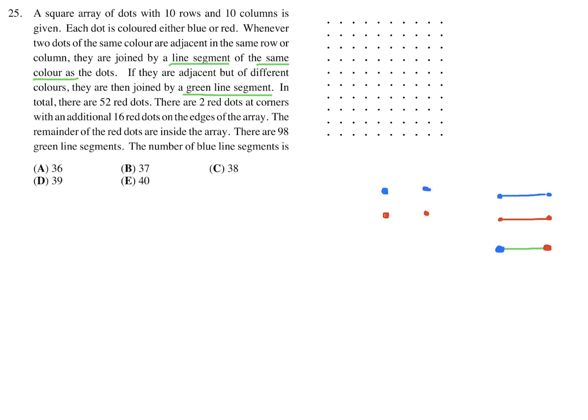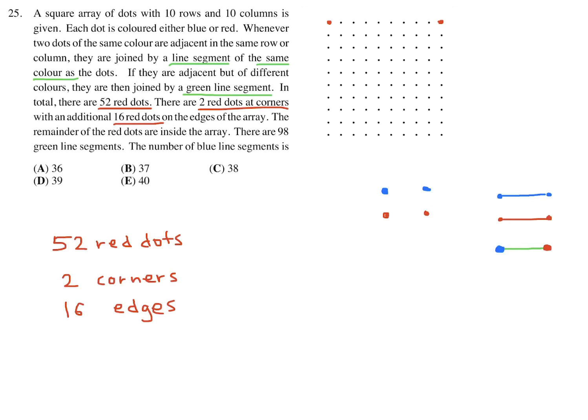In total, there are 52 red dots. Okay, so on this grid, we got 52 red dots. And I'll write that over here, 52 red dots. There are 2 dots at corners. So at 2 of these corners, there's red. So 2 corners. And then additional 16 dots at the edges. So these are the edges, all right? So we got 16 at the edges.